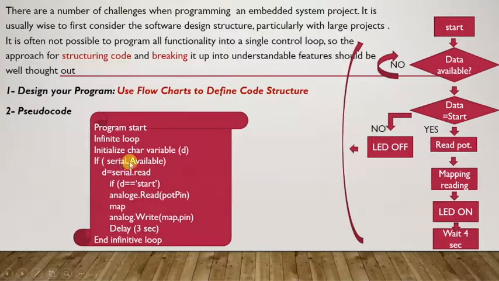First, you must check if the serial is available. Is there any data? If yes, you must read that data. You check the data if it's start or not. If yes, you must read the potentiometer, map its value, then write it on the LED. Then delay for a few seconds, then end the infinite loop and start it again. In this slide, I only want to demonstrate the importance of organizing your program, of designing your program. You can simply use a flowchart or pseudo code.